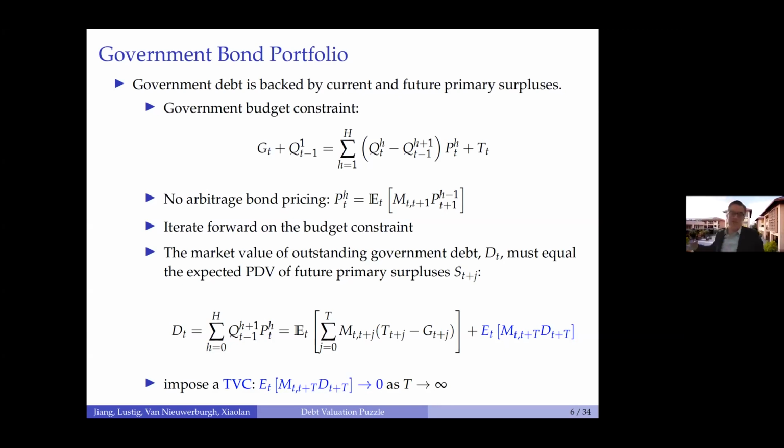QT minus 1, that's of course what you're carrying over from last year. That's the value of the outstanding, or the quantity of outstanding bonds carrying over from last year. What we're going to do is take this equation and apply no arbitrage bond pricing. That is, we're going to say the price of a 5-year bond today is going to be the properly discounted value of a 4-year bond at the end of next year. We're going to apply all these no arbitrage bond pricing conditions and then just iterate forward on this budget constraint.